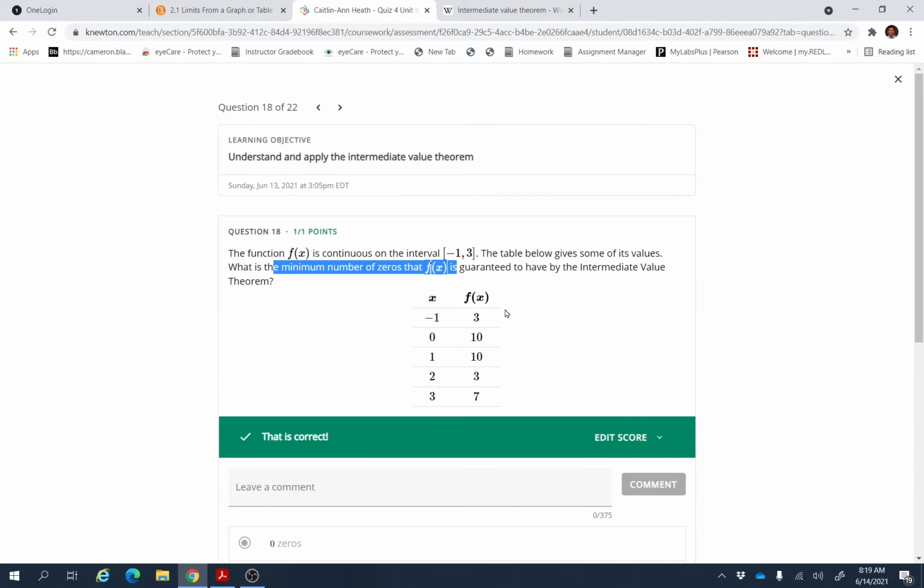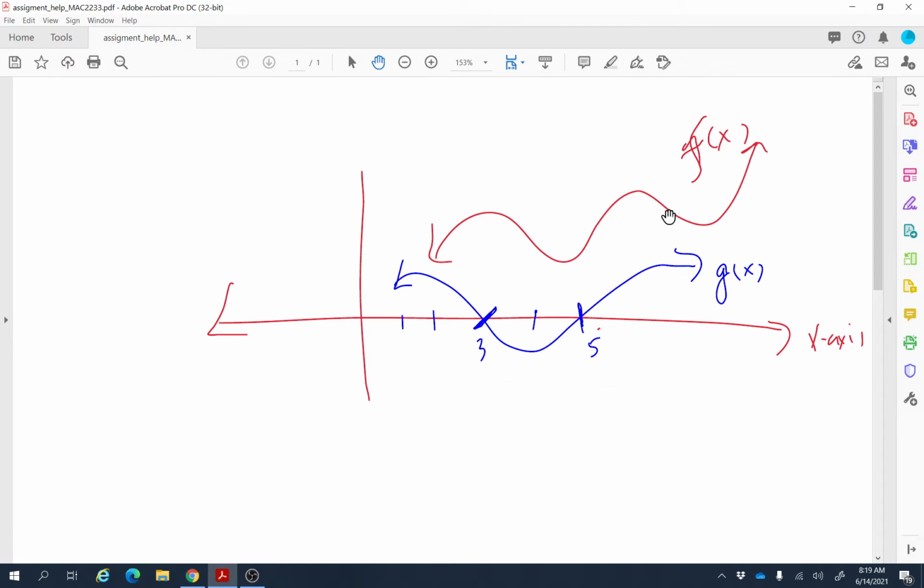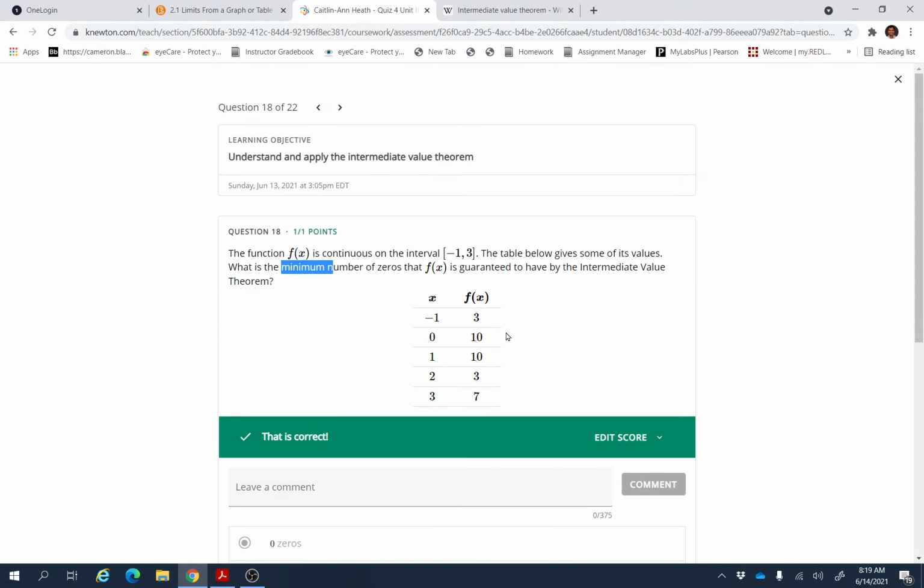Looking at this problem, as you can see, the value of the function is always positive. There is no change. So the minimum number of zeros might be 0. There is no zero actually, like the red graph here. That comes from the intermediate value theorem. If there is no change of the function from positive to negative or negative to positive, the minimum number of zeros is 0.